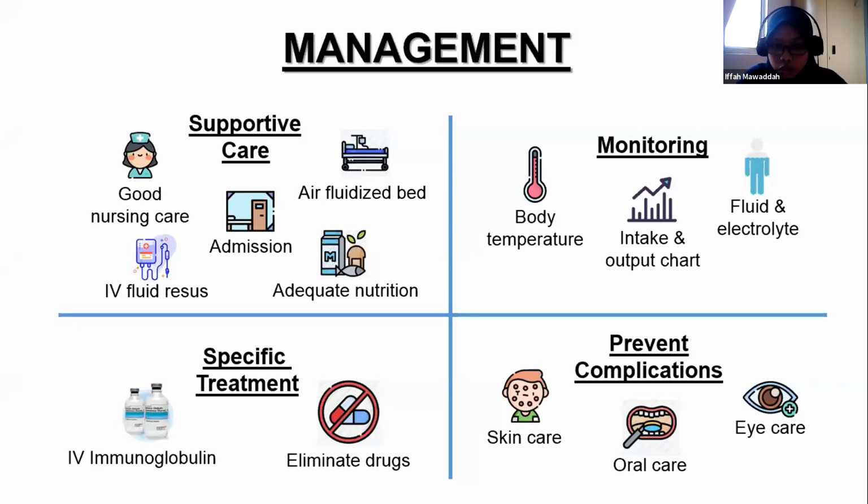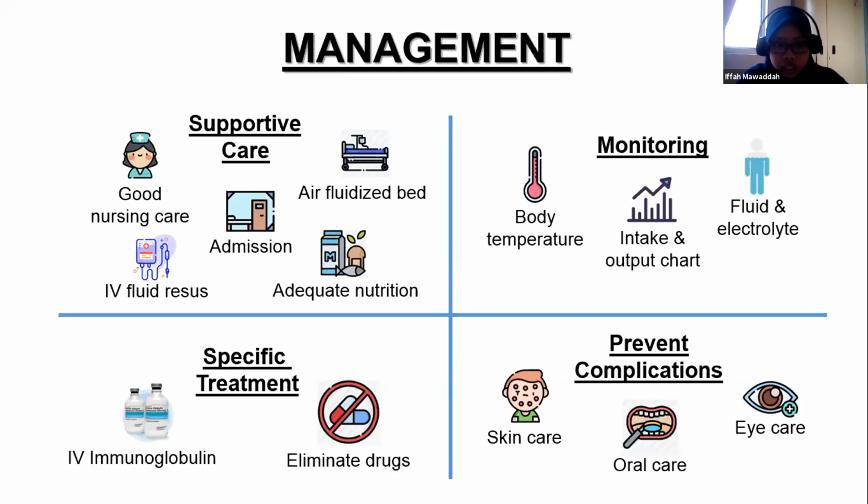maintenance of body temperature is important to avoid excessive cooling or overheating. Careful monitoring of fluid and electrolytes can be done by measuring blood pressure and pulse rate. We also need to monitor the intake and output chart, by measuring daily weight and also the renal profile result.